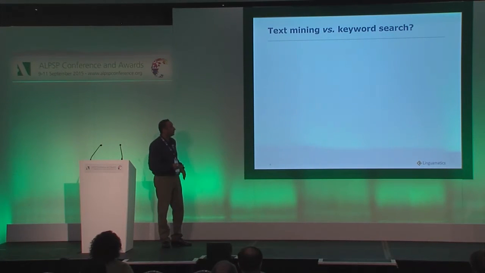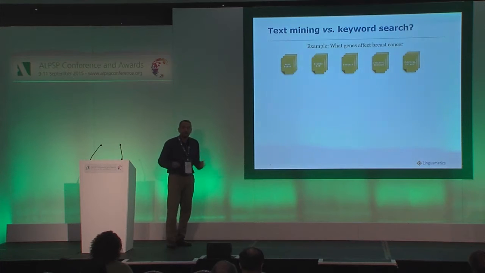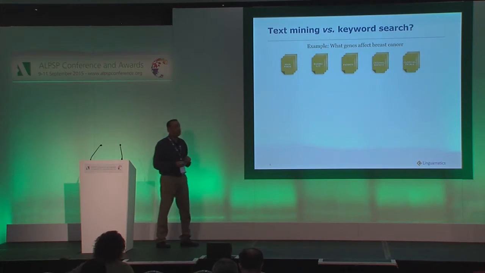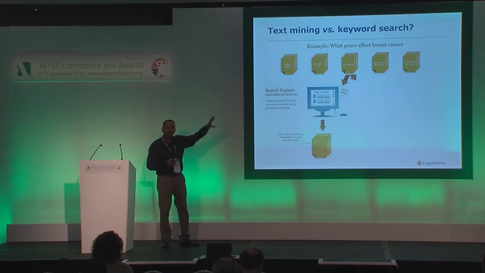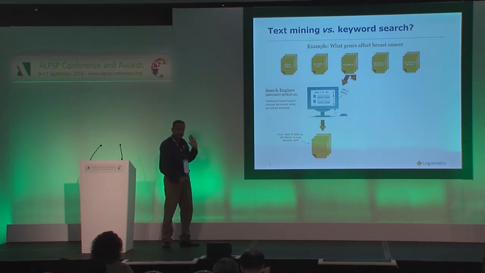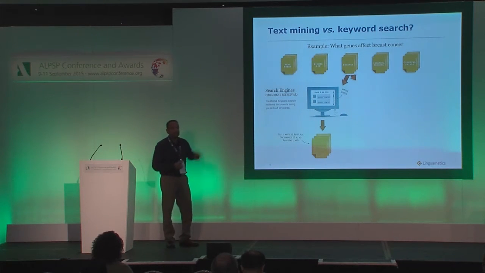Very quickly, to summarize in terms of keyword search and text mining, I'm in no way against keyword search. I use keyword search and I think it is useful. I'm just using it to describe the difference between the two approaches. If I take a question like, what genes affect breast cancer? That's quite an open question. I look across lots of different data sources. If I take a keyword approach, I'm basically saying I want to match a number of words within a document, and then you'll produce a list of links, which when you click on them will take you to a document that contains those words.